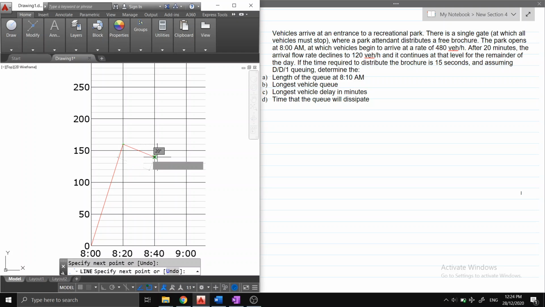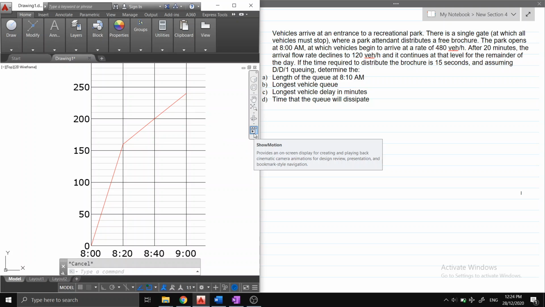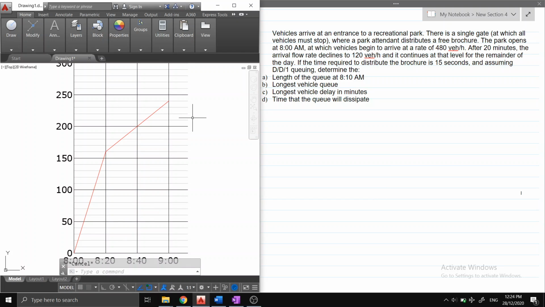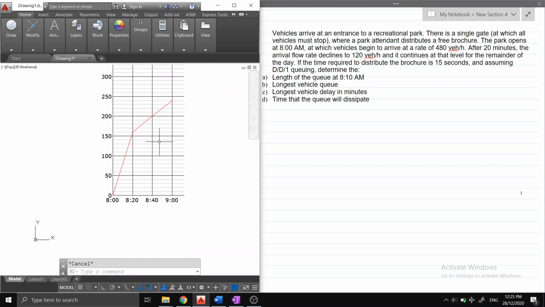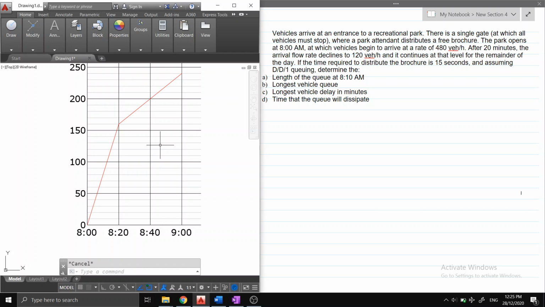So, nag-decline siya ng 120 vehicles per hour. So, again, 20 minutes is 1/3 of an hour. So, magdadagdag tayo ng 40 vehicles by 8:40. So, by 8:40, we have 200, and then so on for 9 o'clock, we also have 240 vehicles. So, as the problem states, dire-diretso na yung ating arrival rate. Hanggang dyan na lang muna yung i-graph natin.